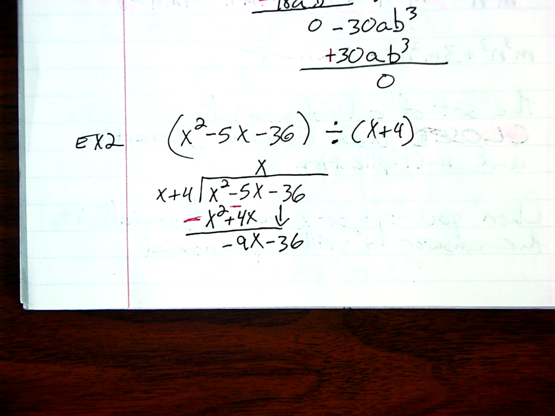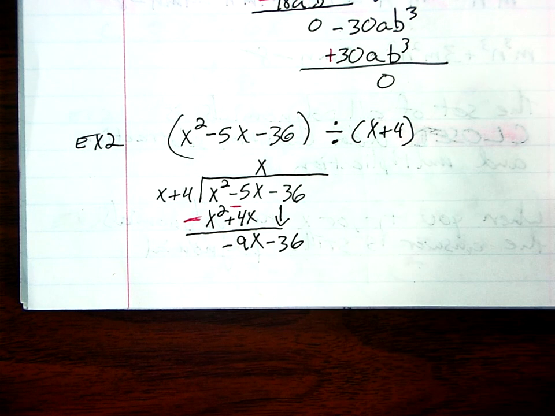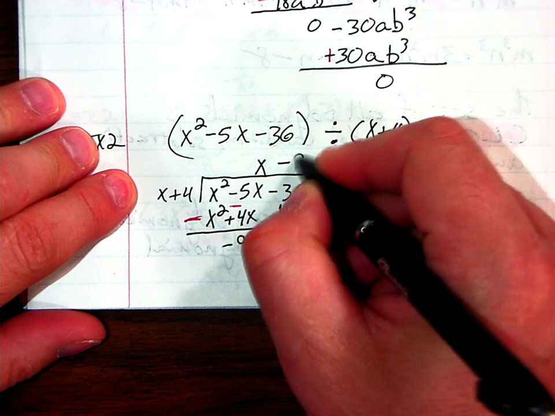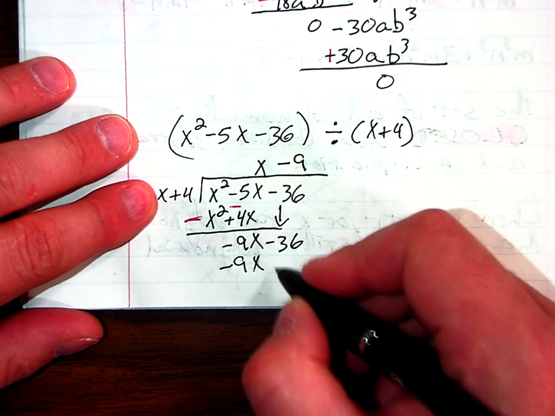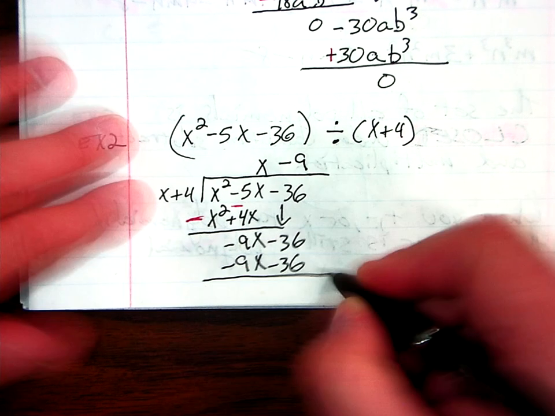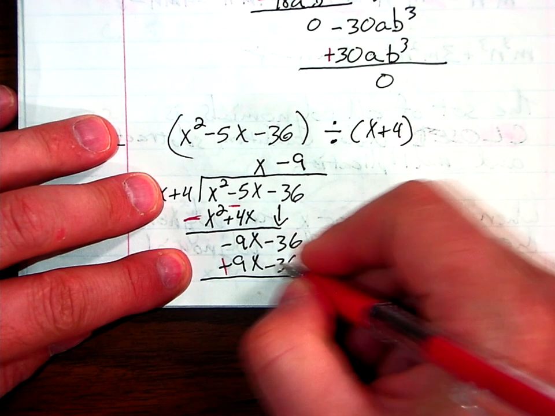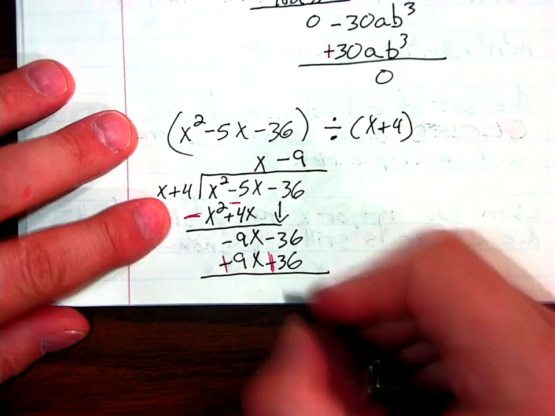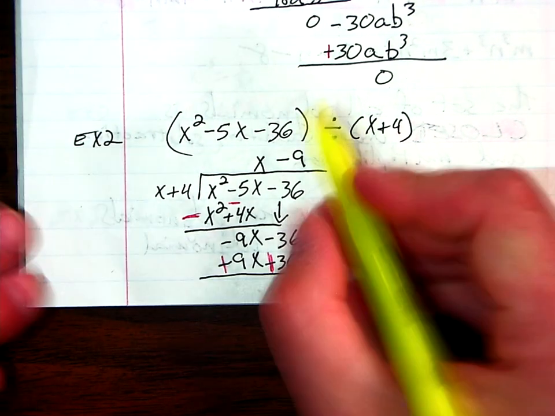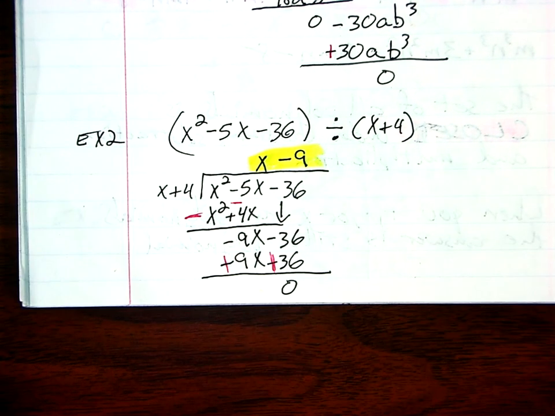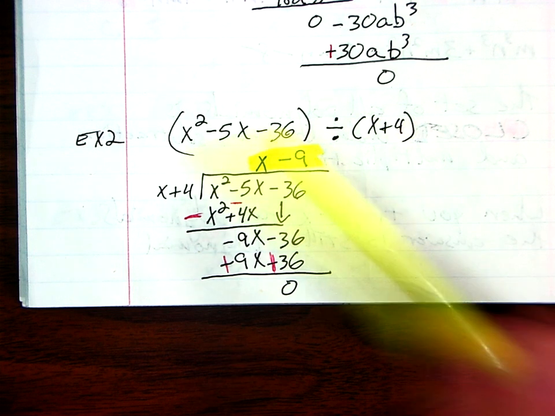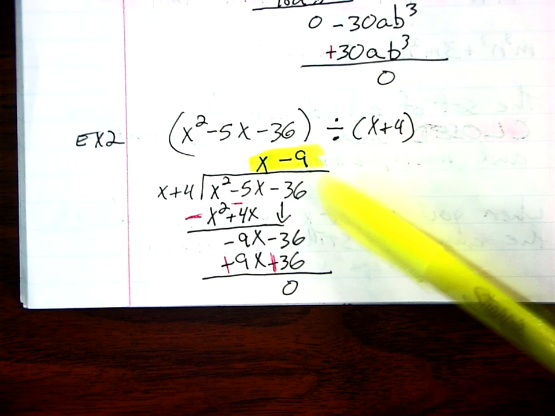That worked out nice. This one we will not have a remainder. All right, so x times what is negative 9x? Negative 9. Negative 9 times x is negative 9x. Negative 9 times 4 is negative 36. Change the sign. And we do not have a remainder. So our answer is just simply x minus 9. Because it's x plus 4, is that why you minus it? Because we had this divided by x plus 4.